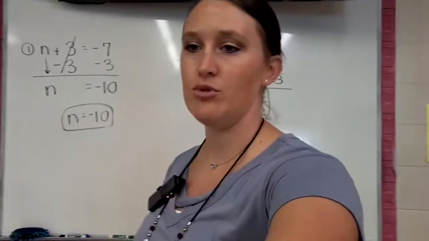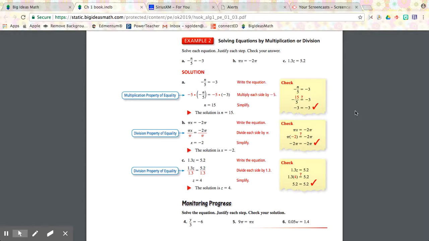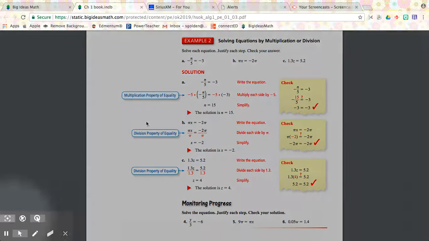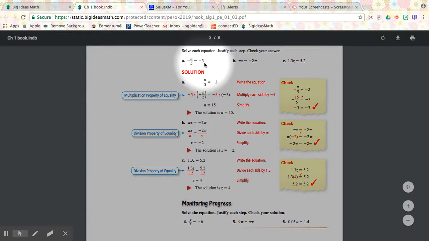Okay, on to example 2. Now we're going to look at solving equations by multiplication or division. These still work the same way, as far as you do the opposite of whatever's happening in the problem in order to solve for a variable. So for example, if we look at problem A, we have negative n over 5 equals negative 3. So this right here means n divided by 5.